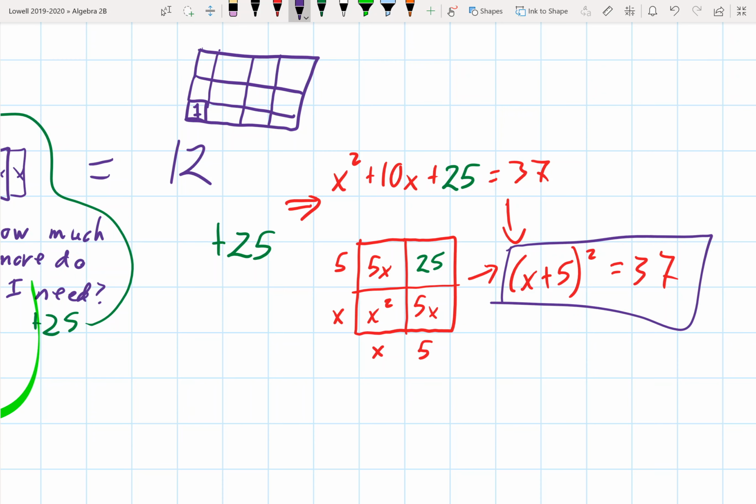So if you actually want to solve it, say, solve for x, then you could take the square root of both sides. X plus 5 equals the positive and negative square root of 37. And so x would equal negative 5 plus or minus the square root of 37. And those would be your two answers.